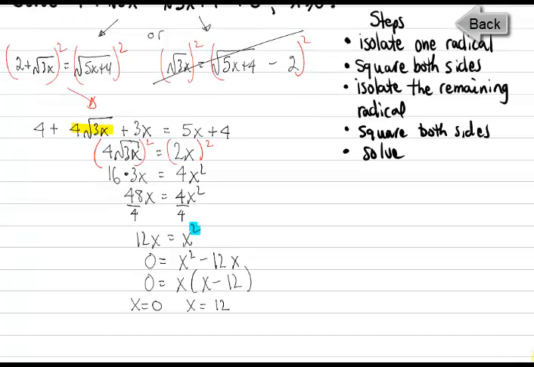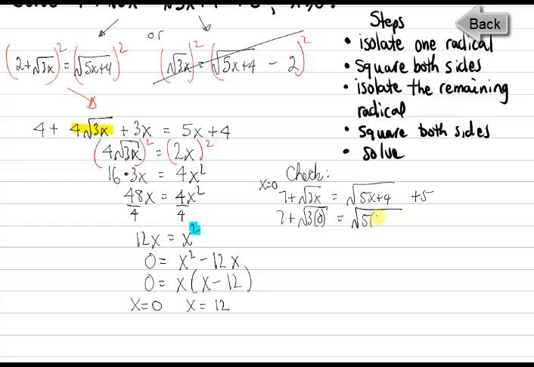Okay, and as usual you need to test them out. So we're going to check. We will plug the first one into the original equation. So we'll check first with x equals 0. Okay, so, oops, on the left, square root of 3 times 0, and on the right, 5 times 0 plus 4 in the radical.